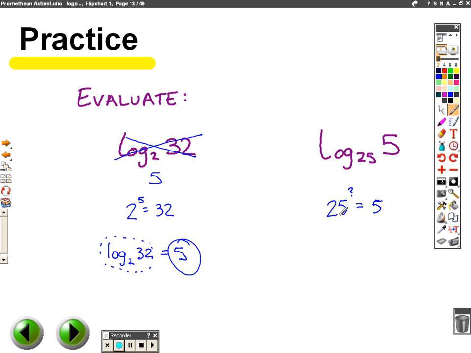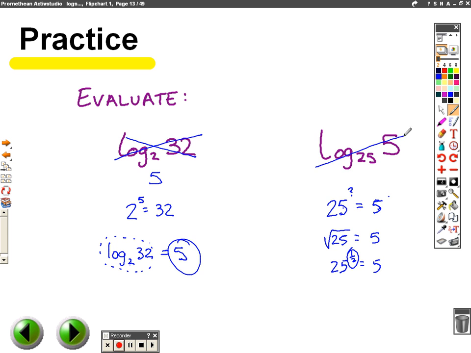All right, so 25 to the what power equals 5? Well, I know that 5 squared gives me 25, but to go backwards, I need to square root. So I know that the square root of 25 is equal to 5, yeah? But I want to write that as a fraction, as an exponent. So 25 to the 1/2 power, right? Our roots go in the denominator, equals 5.